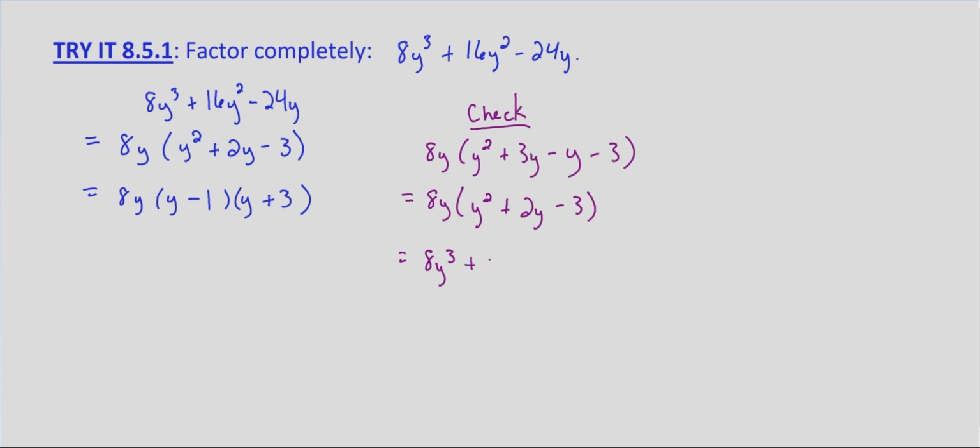plus 8 times 2 is 16, y times y is y squared, and then minus 8 times 3 is 24, and we still have the y. So 8y cubed plus 16y squared minus 24y. Our solution checks, because when we multiply it back through, we get what we originally started with, and that verifies that our factored polynomial is 8y times y minus 1 times y plus 3.